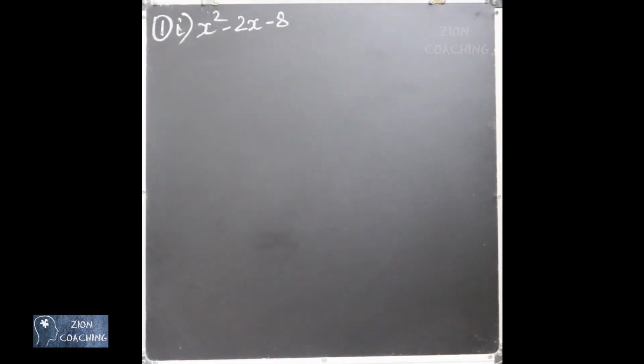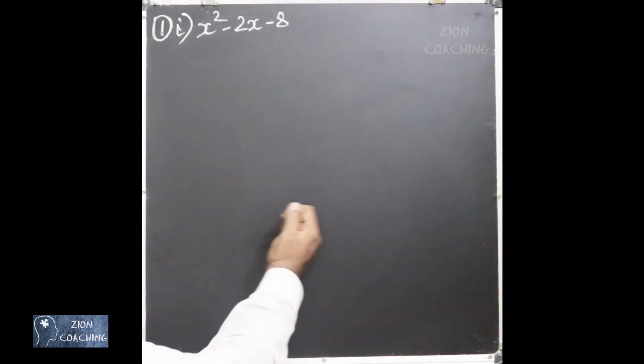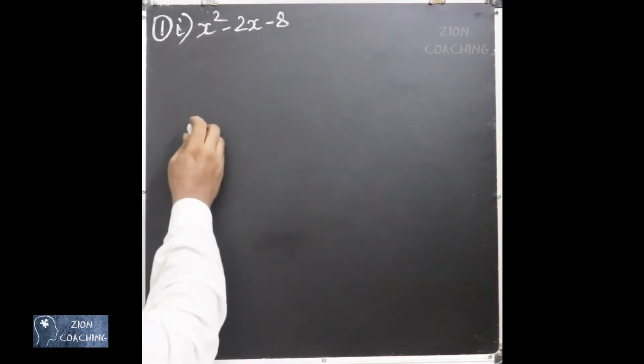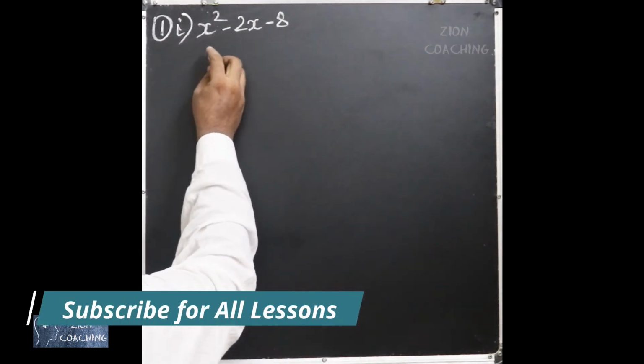This is question number 1, first subdivision in exercise 2.2. We are going to find the zeros of the given quadratic polynomial and verify the relationship between the zeros and the coefficients. First we are going to find the zeros of the given quadratic polynomial. So we are going to use the method of splitting the middle term.